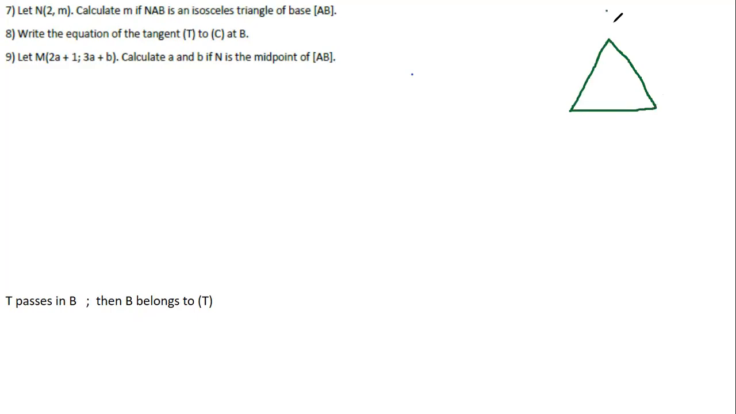We know that in an isosceles triangle, we have something called the base. This is N, this is A, and this is B. So AB is the base. If AB is the base, who is the vertex of this isosceles triangle? Who will be the vertex? Guys, the vertex of an isosceles triangle is opposite to the base. If AB is the base, who is the special vertex in this isosceles triangle? It's N.